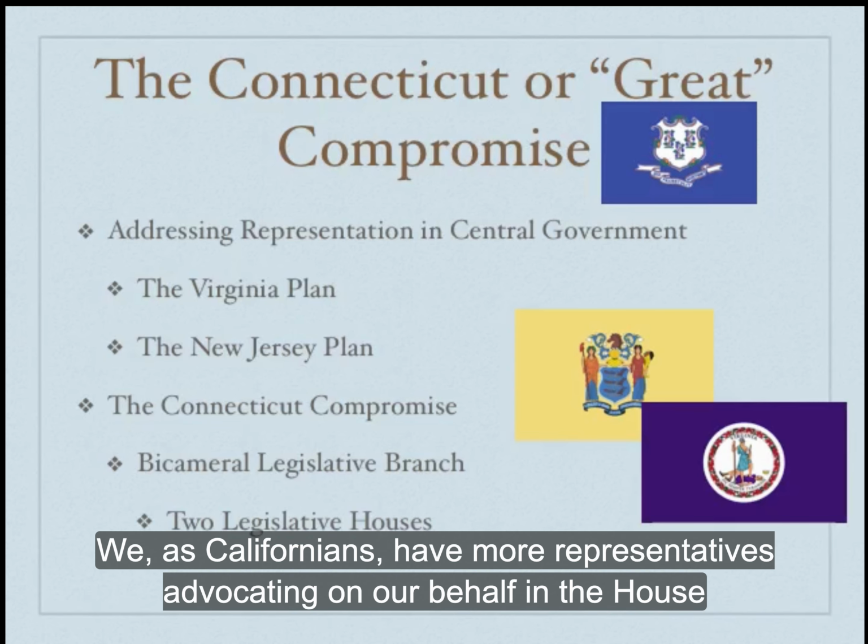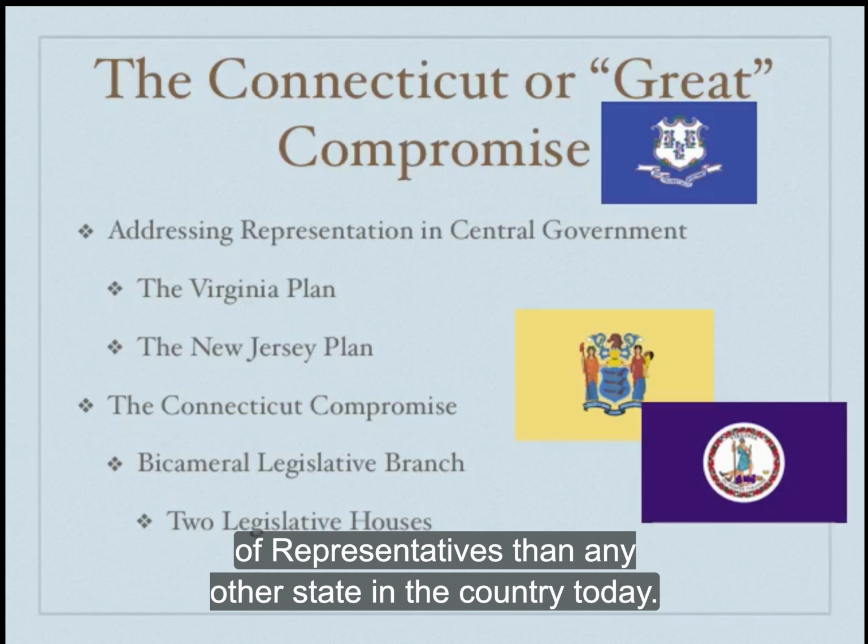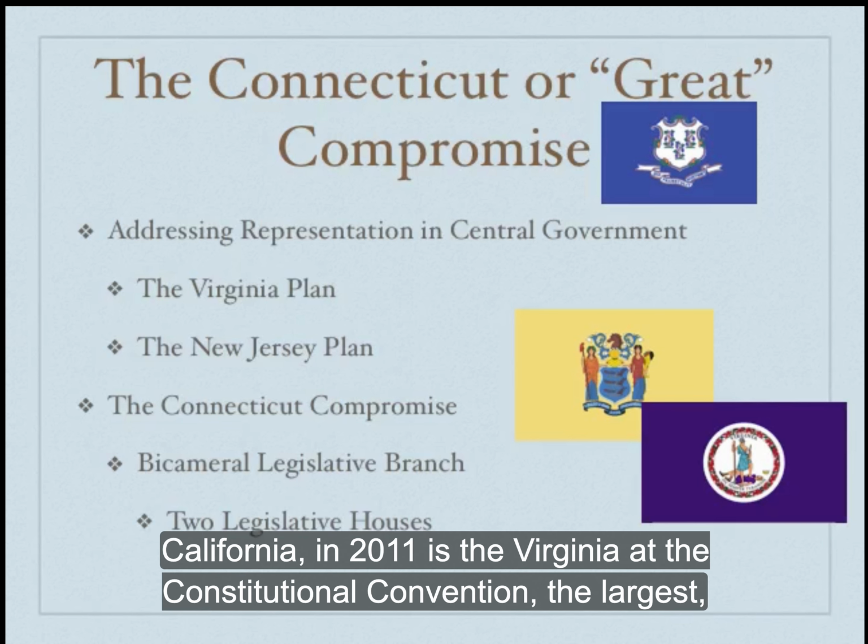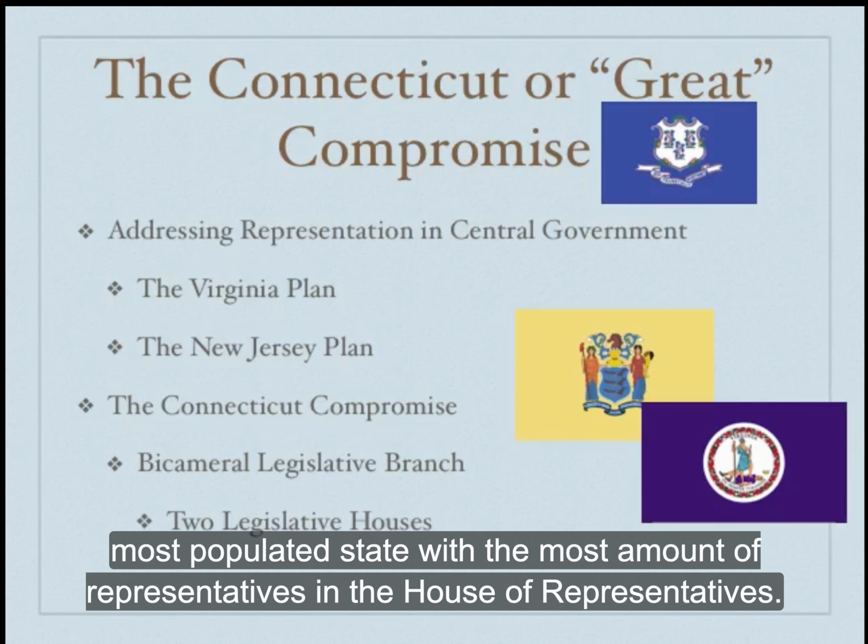We as Californians have more representatives advocating on our behalf in the House of Representatives than any other state in the country today. California in 2011 is the Virginia at the Constitutional Convention, the largest, most populated state with the most amount of representatives in the House of Representatives.